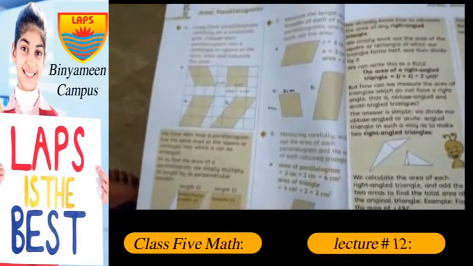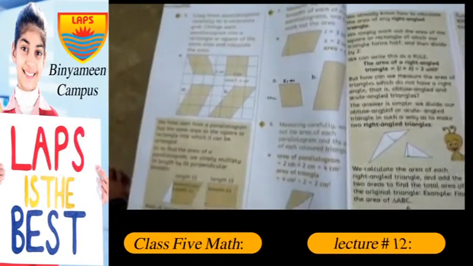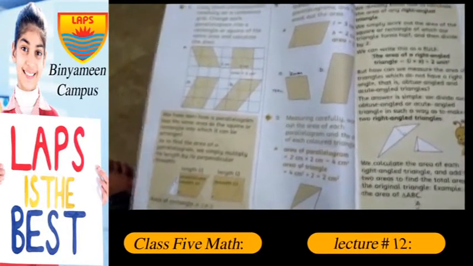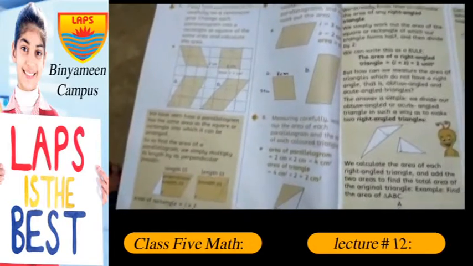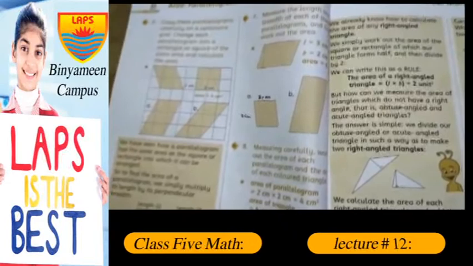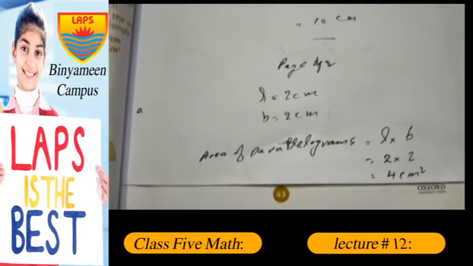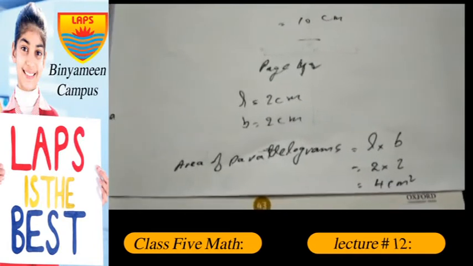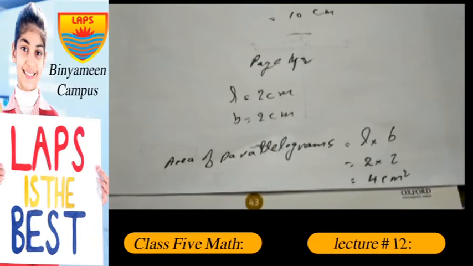Part A, first we find the breadth and length of this diagram with the help of the ruler. Now with the help of the ruler, breadth is 2 centimeter and length is 2 centimeter. The area of parallelogram is length multiplied by breadth, equal to 2 multiplied by 2. We get the answer 4 centimeter.